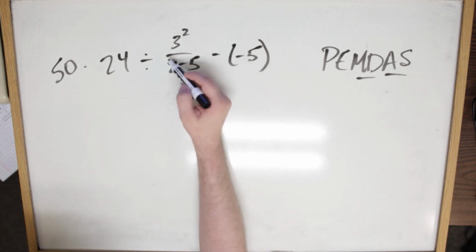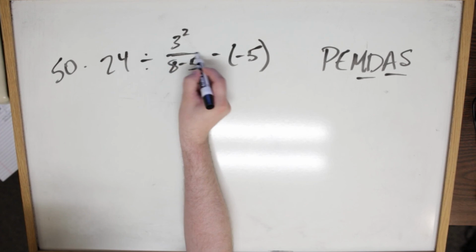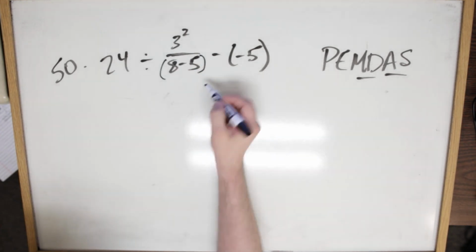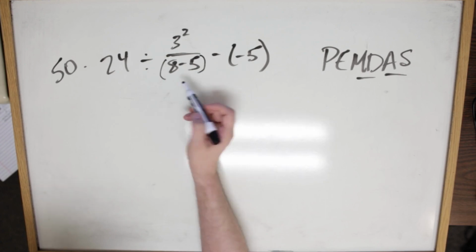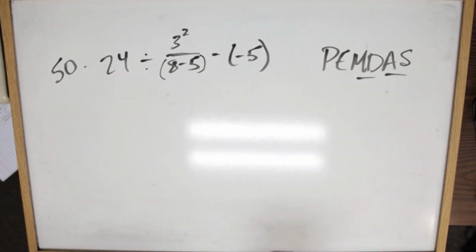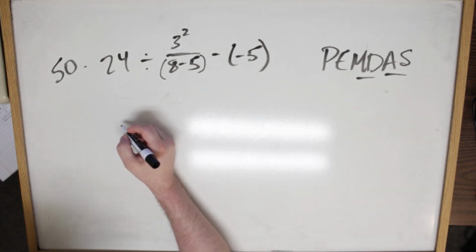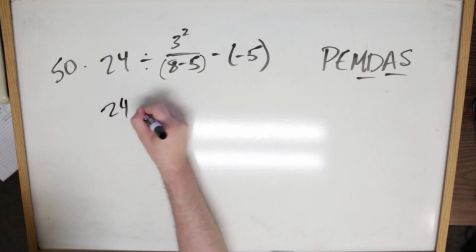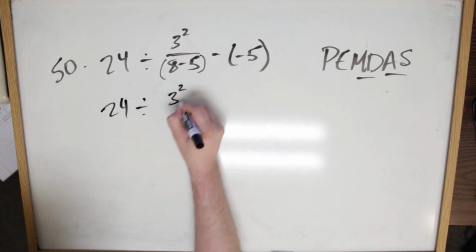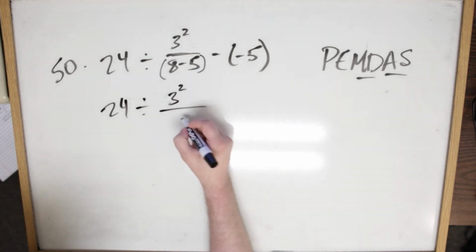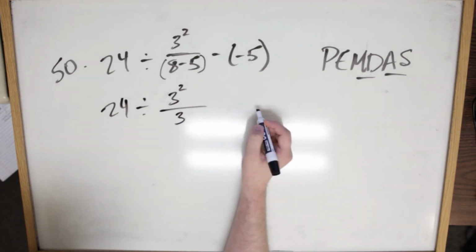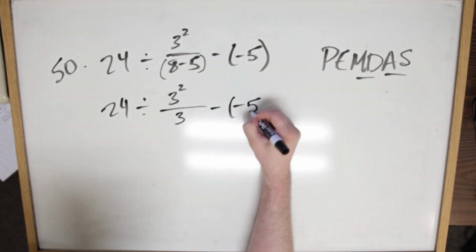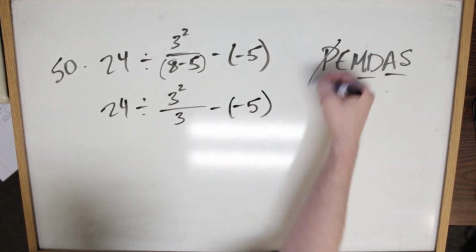But actually there is, because take a look here. This fraction actually has a denominator, and you can secretly put parentheses around it. A denominator is like a separate part of a fraction, and so you can think of that as being like a grouped area or grouped location. I guess that's another way of thinking about it. So we'll do 24 divided by 3 squared over 8 minus 5, which is 3, minus a minus 5. Okay, so the parentheses are done.